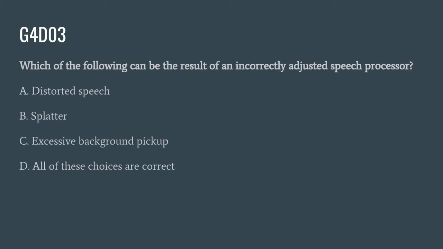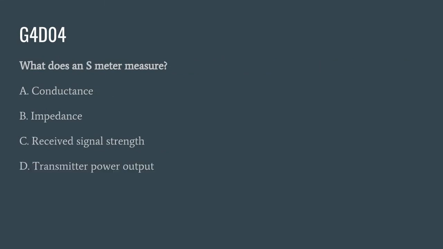G4D03. Which of the following can be the result of an incorrectly adjusted speech processor? A. Distorted speech. B. Splatter. C. Excessive background pickup. Or D. All of these choices are correct. Correct answer is D. All of these choices are correct.